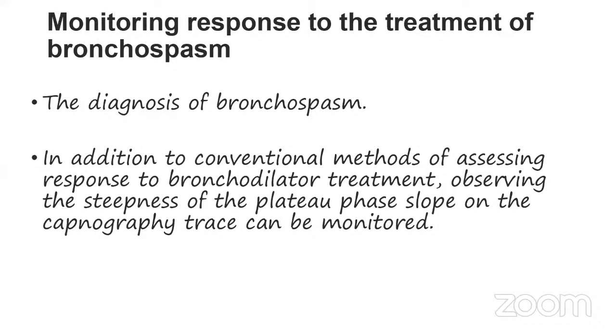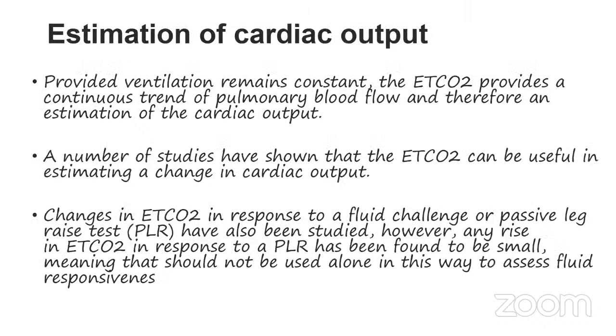It helps to recognize any bronchospasm in ICU patients and guides the intervention and the response to bronchodilator therapy. Estimation of the cardiac output can also be done, provided the ventilation remains constant, and ETCO2 provides continuous estimation of pulmonary blood flow and thereby of the cardiac output. A number of studies have shown that ETCO2 can be useful in estimating change in the cardiac output, and changes in the ETCO2 in response to fluid therapy or passive leg raising, PLR, have also been studied.